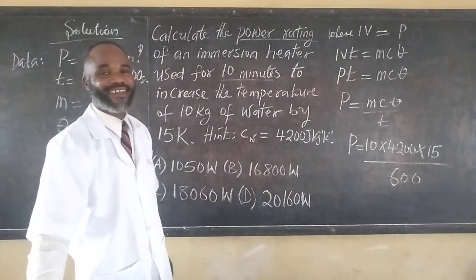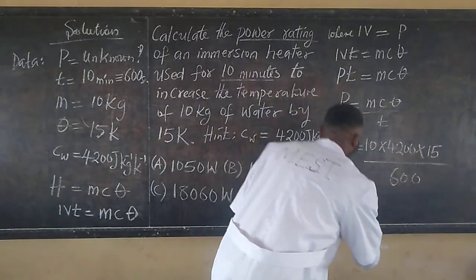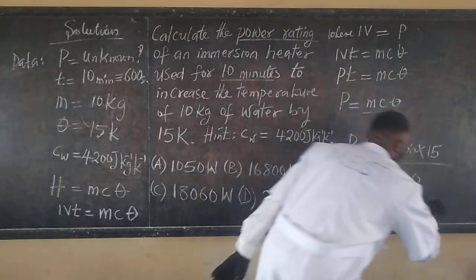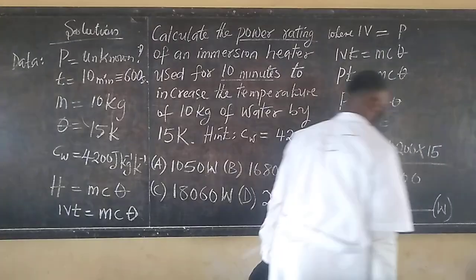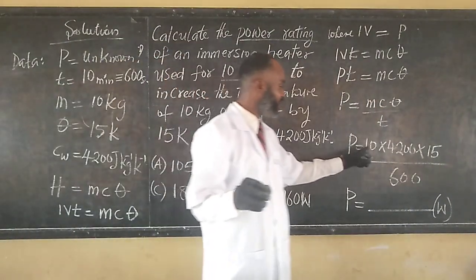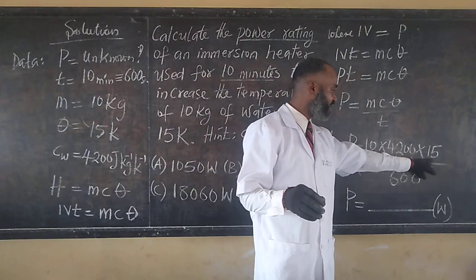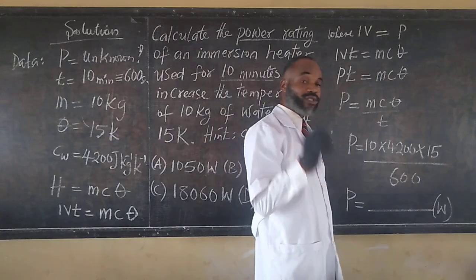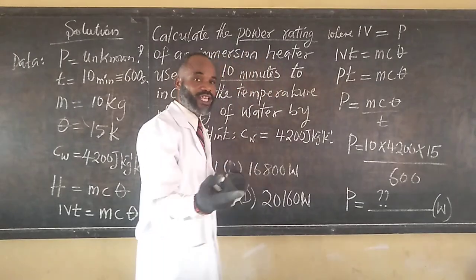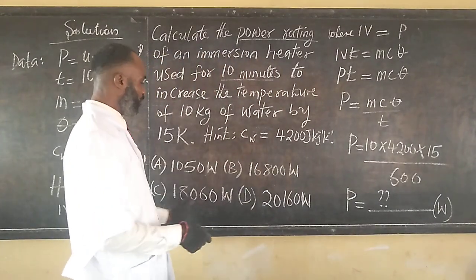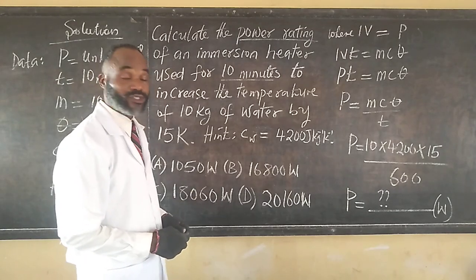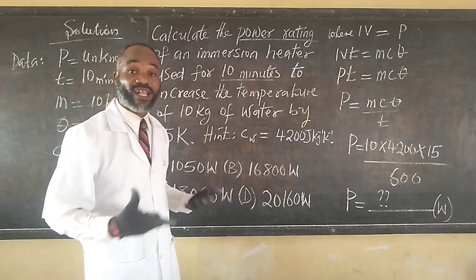So what do you think is the value now? P is equal to dash. I want you to find this. It's measured in watts. What do you do now? Simply press a calculator: 10 times 4,200 times 15, all over 600. Whatever it gives you, put it here in the comment section, and that should be the answer. Then check if your answer corresponds with any of these options given.